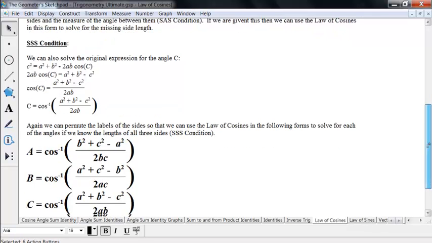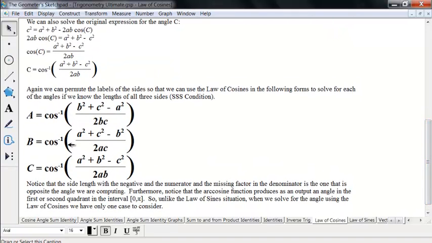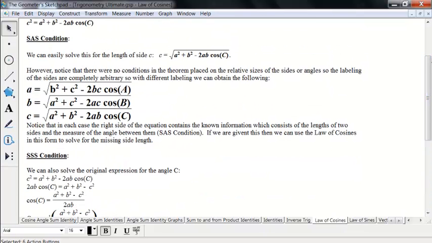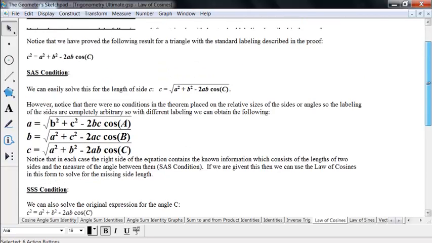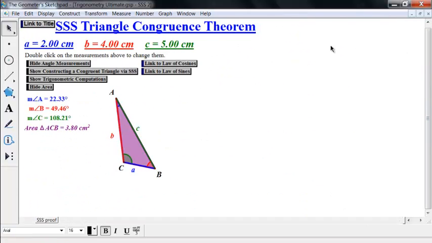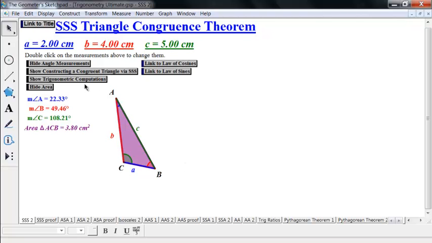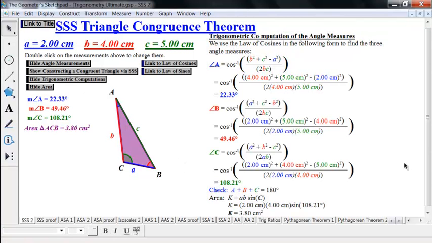And similarly, we can permute the letters around and solve for any angle. So we can use these 3 expressions to solve for the 3 angles, if we know the 3 sides. Well, that's exactly the situation we're in, the side-side-side situation. So if I click on showing the computations, here we go, and we can use these to find it. And I'm going to use the angle sum to check. Of course, once we found the first 2 angles, we could have just used the angle sum at that point.